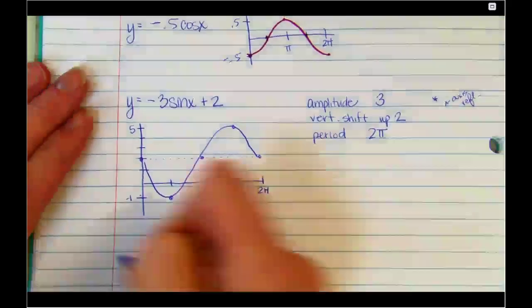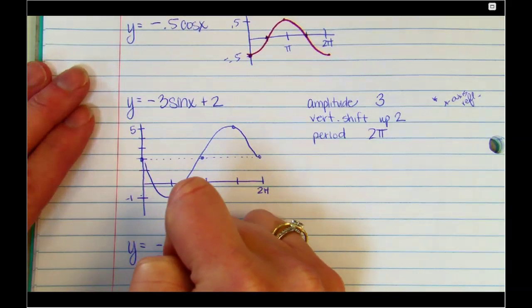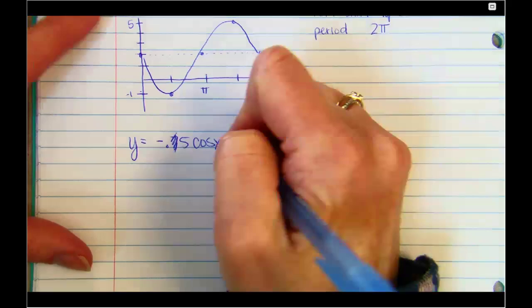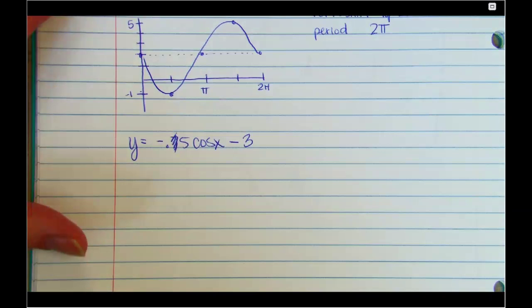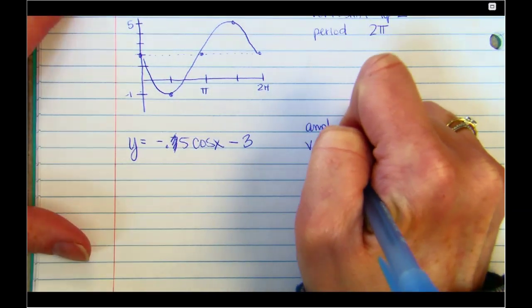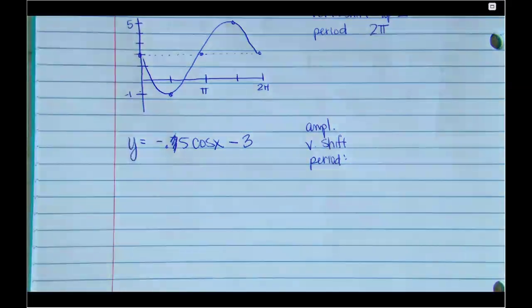Okay, so why don't you try y equals -0.75 cosine x. That's a terrible number. We'll just go 0.5. -0.5 x cosine x -3. Okay, so I'm looking for the amplitude, the vertical shift, and the period on this guy. That is 0.5. That's a scribble out there. 0.5.